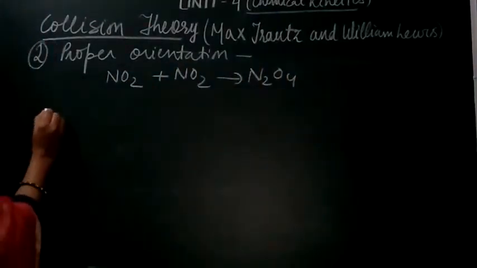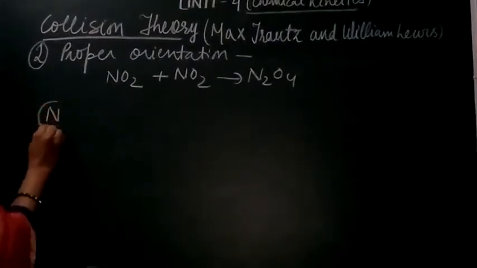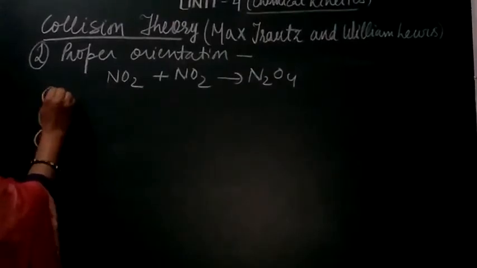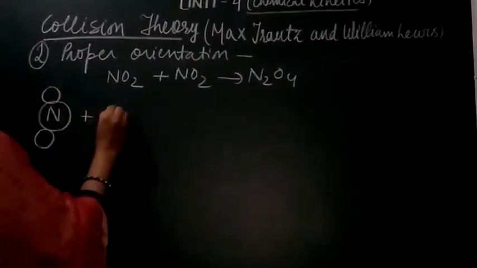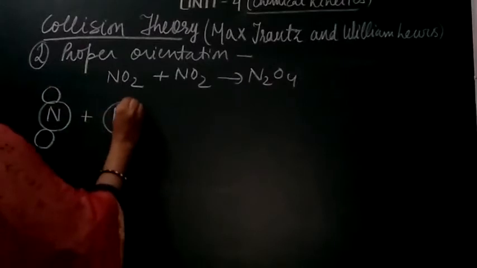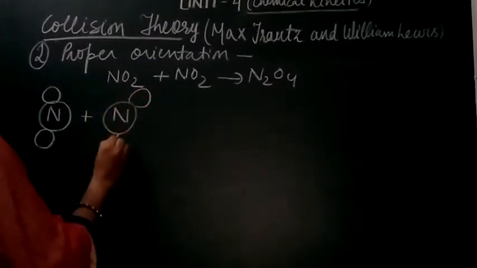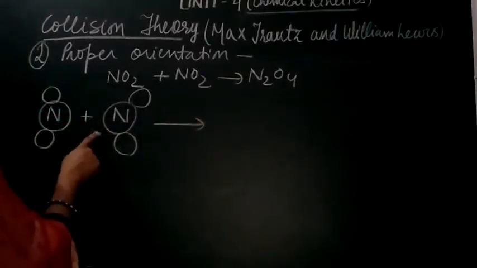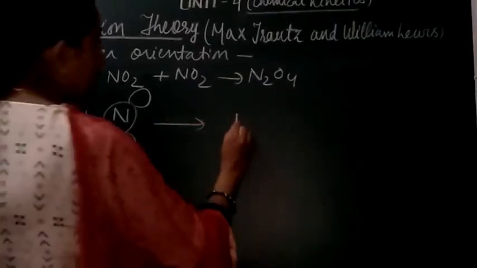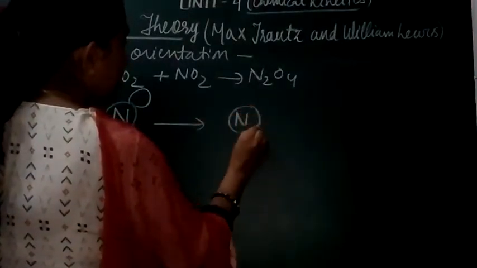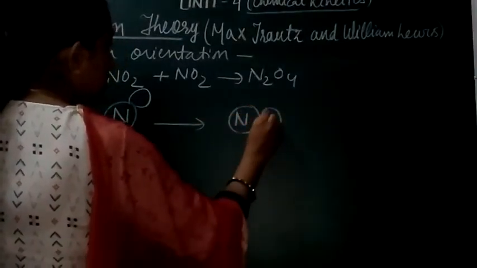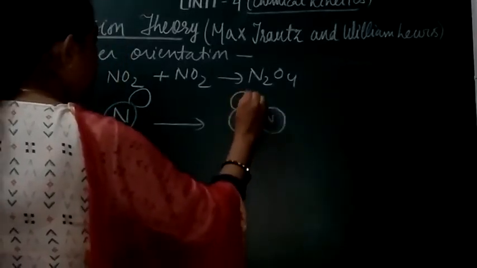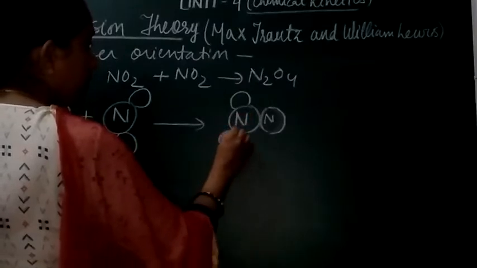Now we're just having a pictorial representation here. And this is NO2 molecule, right? Now if the collision is taking place in this way, right, then only these two molecules are there, and the collision is taking place, then only the product is going to form up.